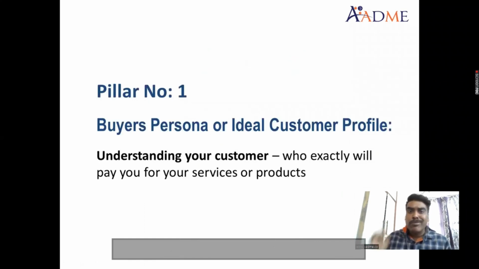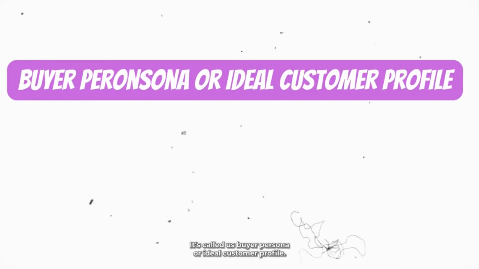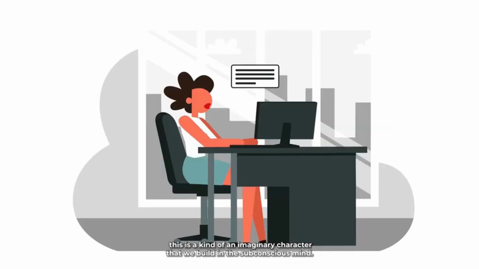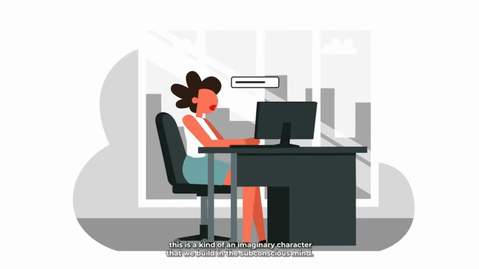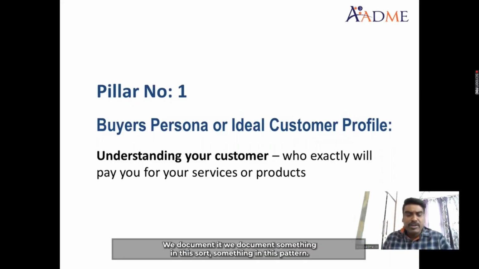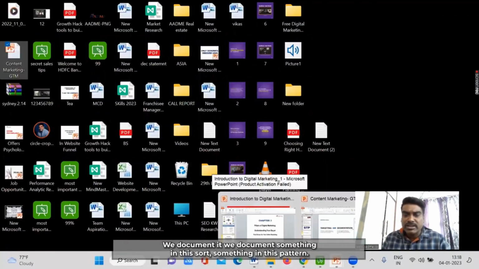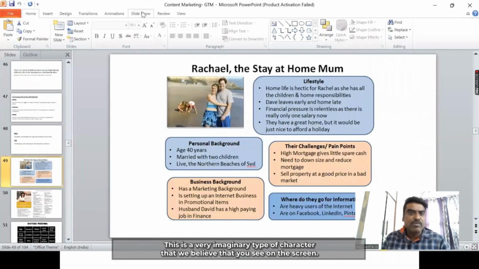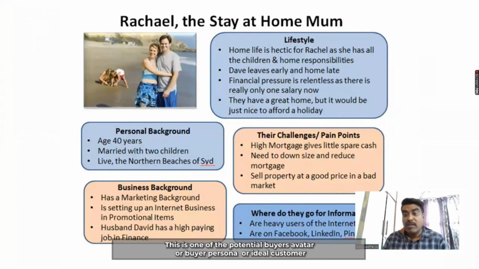Pillar number 1, buyer persona or ideal customer profile. It's called buyer persona or ideal customer profile. This is an imaginary character that we build in our subconscious mind. We document it in this sort of pattern. This is a very imaginary type of character that you see on the screen. This is one of the potential buyer avatars, buyer persona or ideal customer profile of one of our potential prospects. Rachel, she is actually a dream buyer.